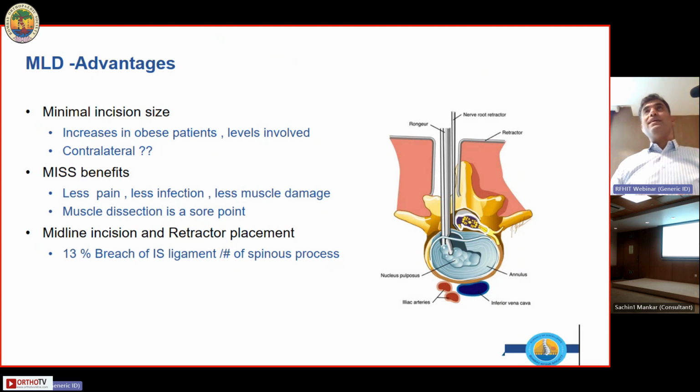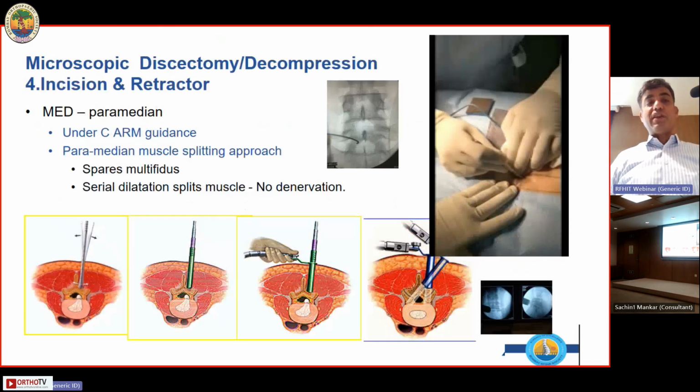The problems here are that it's a midline incision. It's a midline removal of the fascia and retraction of the muscles there, which can be bypassed. And sometimes even in osteoporotic patients, when the retraction of the McCulloch retractor is more, the spinous process may break or the interspinous ligament breach can happen, which further reduces the benefits of MIS because a breach in the posterior tension band can result in pain, particularly when a spinous process fracture happens in osteoporotic spines.